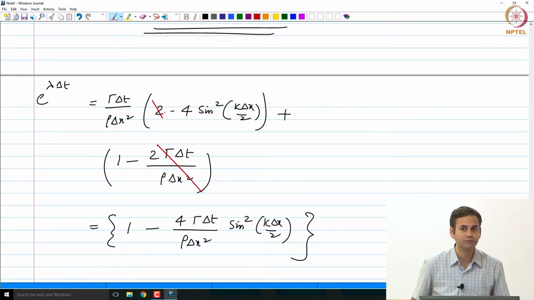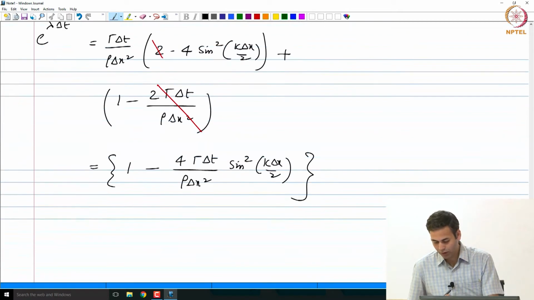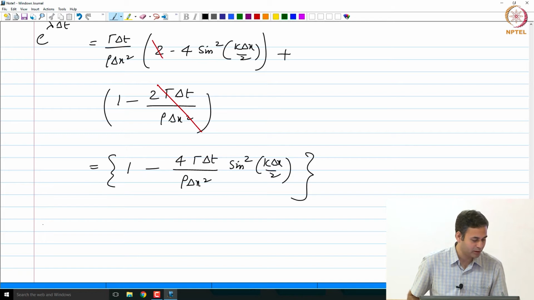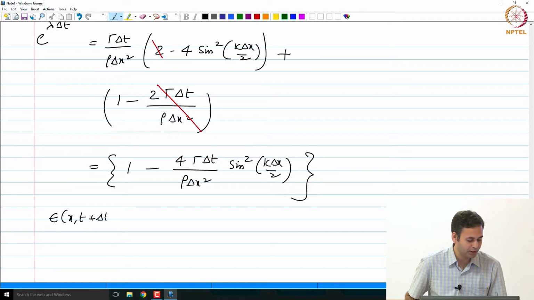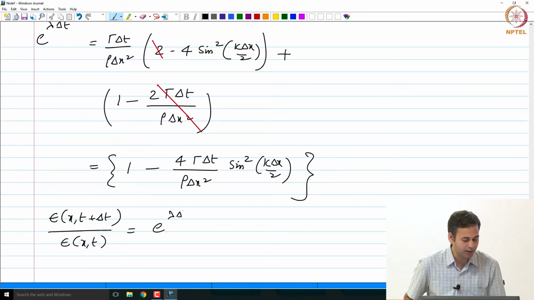Fine. Okay. What is the amplification factor in the current context? Amplification factor is nothing but e to the power lambda delta t, right. So, essentially E x t plus delta t upon E x t is nothing but e to the lambda delta t, right. If you plug in E I k x e lambda t, this is what remains.